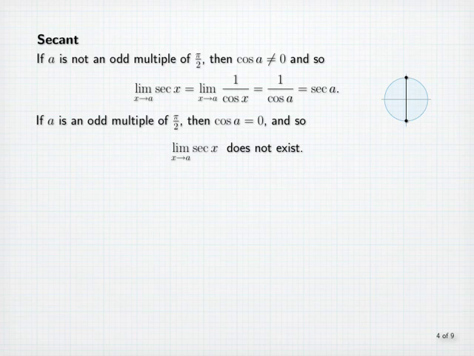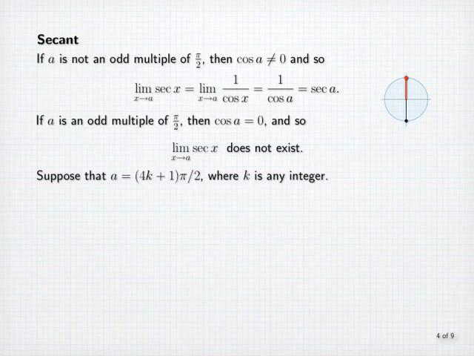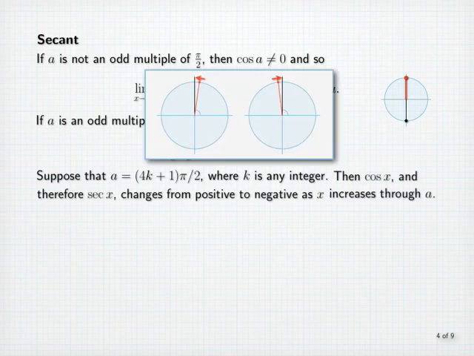So suppose that a corresponds to a point at the top of the unit circle. In other words, a has the form 4k plus 1 times pi over 2, where k is an integer. Notice this gives us pi over 2, 5 pi over 2, 9 pi over 2, and so forth. Then cosine x, and therefore secant x, changes from positive to negative as x increases through a. Therefore, the limit as x approaches a from the left of secant x will be plus infinity, while the limit as x approaches a from the right of secant x will be minus infinity.